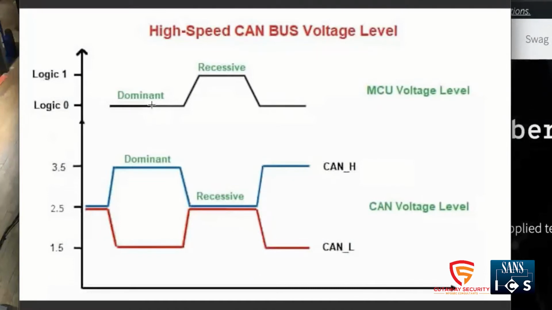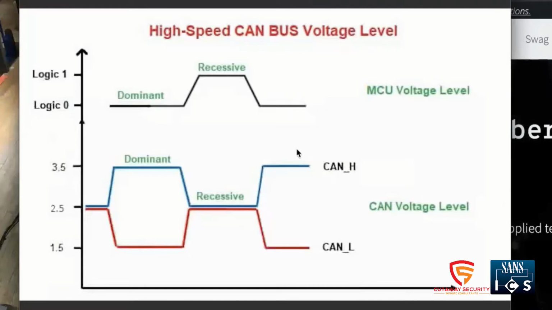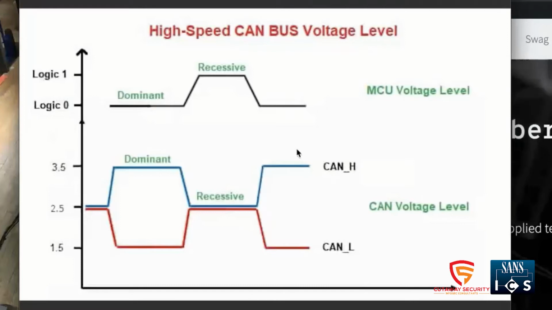CAN nodes need to have a common ground. You need termination at each end of the bus, usually 120 ohms, so that this state can exist. And except for CAN FD, all the nodes need to be configured to run at the same speed, which is either going to be for low speed CAN 125 kilobits per second, or 1 megabit per second for high speed CAN.